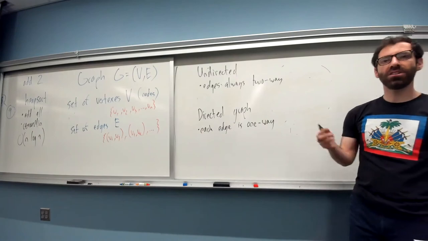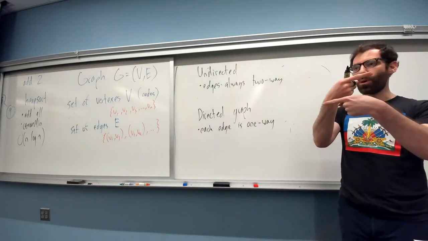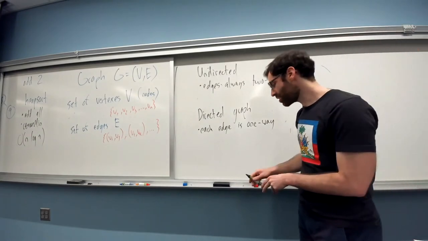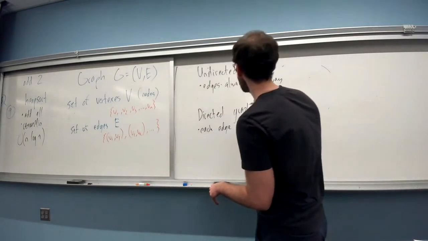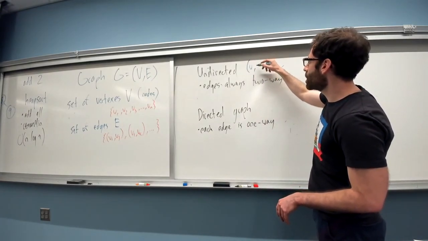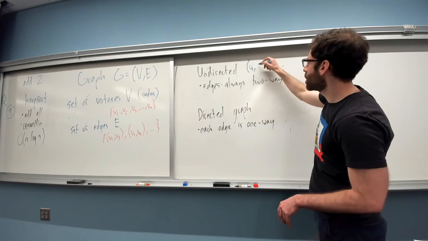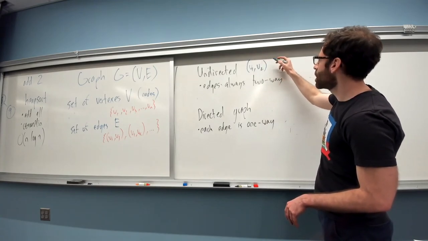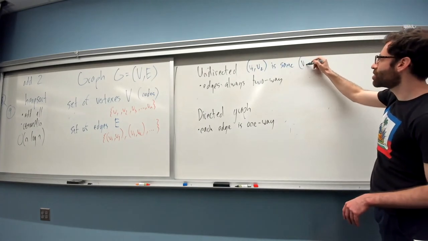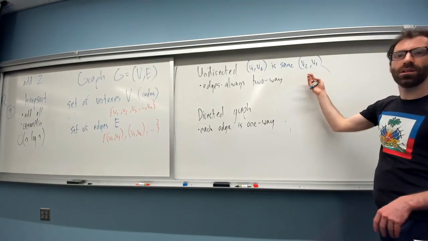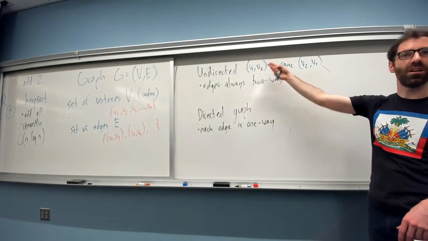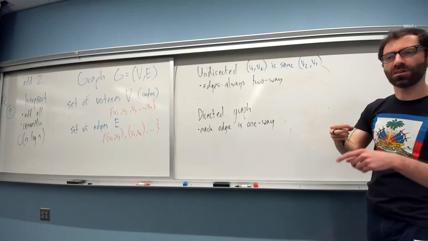Which is not to say that you can't have both directions of an edge, but those would be considered two separate edges. So what I mean is that in our undirected graph, the edge V1 to V2 is the same as V2 to V1. If this edge exists in an undirected graph, this one also exists. Edges are always in both directions.